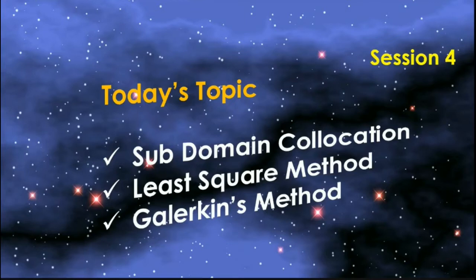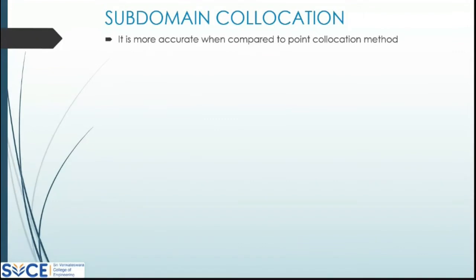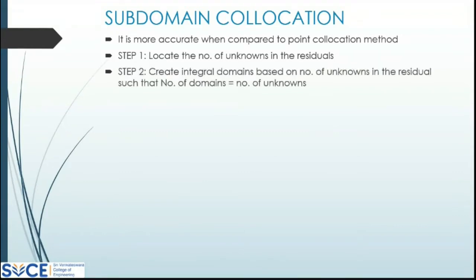The second one is subdomain collocation, right? So we will discuss this. Subdomain is more accurate when compared to point collocation, right? Point collocation is the first one. After that, it was upgraded, like software. It was upgraded, and they went for this subdomain collocation, right? The subdomain collocation is also the same thing, based on the number of residuals.